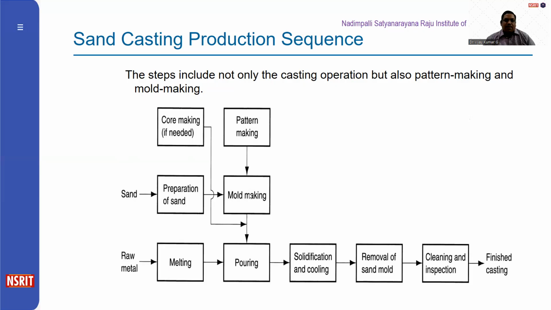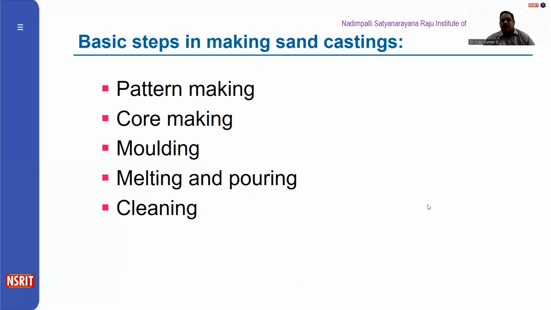And here, when you are making a mold, sometimes the core is also required if you need any cavities inside that particular part. After making the mold cavity ready, you need to take the raw material, that is the iron, melt it, and then pour it, and then you allow it to solidify. Finally, you have to remove that sand mold, and cleaning of that particular part will be done. And finally, finishing will be done. So this is the total process that is followed for sand casting.